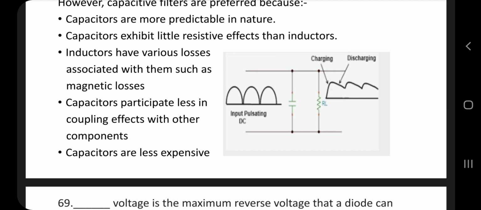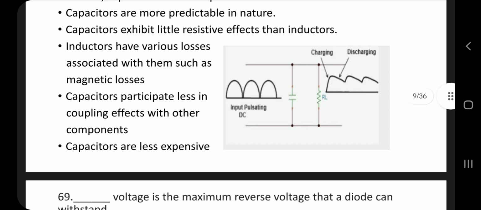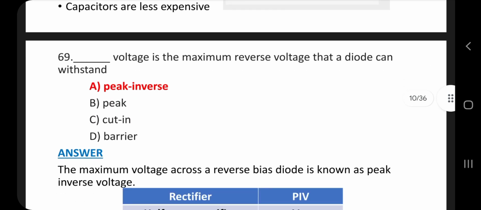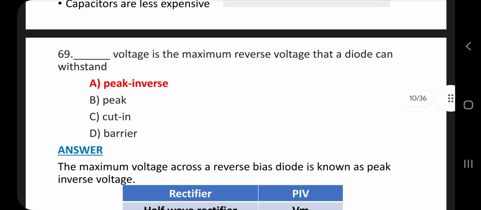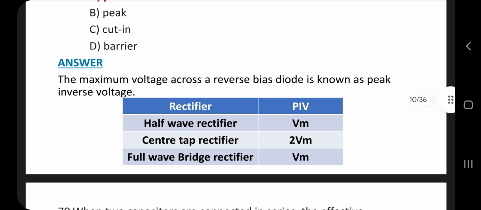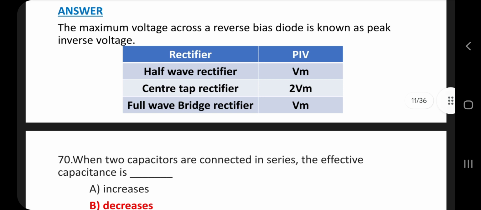The input is the output from a full wave rectifier and this is the output after filtering. 69. Voltage dash is the maximum reverse voltage that a diode can withstand. Answer is option A, peak inverse. The maximum voltage across a reverse biased diode is known as the peak inverse voltage. Rectifier and its PIV values. For a half wave rectifier, the PIV value is Vm. For a center tap rectifier, it is 2 Vm. For a full wave bridge rectifier, the PIV is Vm. Learn these Vm values, PIV values, by heart.